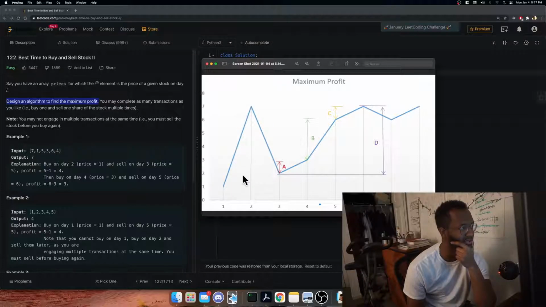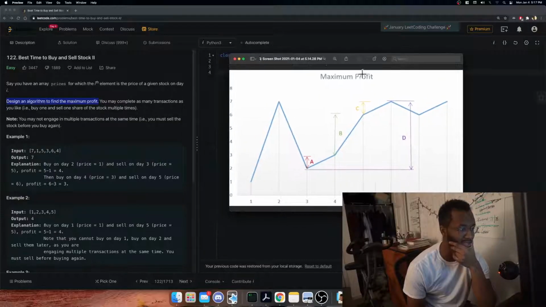And the difference of going from the low point to the high point, so the high point minus the low point, is what profit is. So if we take 7, which is the price at day 2, minus 1, which is the price we bought it at, you get 6 units of profit. So looking at it this way, we can see that the problem asks you to design an algorithm to find the maximum profit.